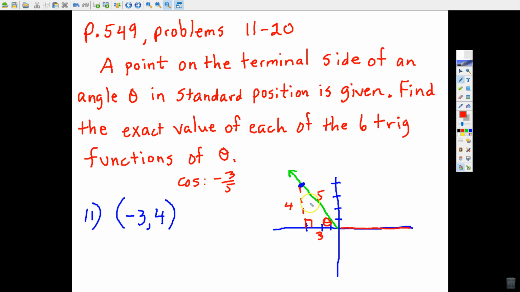Because the x-coordinate in quadrant 2 is negative, and the x-coordinate and cosine always go together. Sine, for this particular angle, is positive in quadrant 2, and for theta, sine is always opposite over hypotenuse, and so sine will be 4/5.